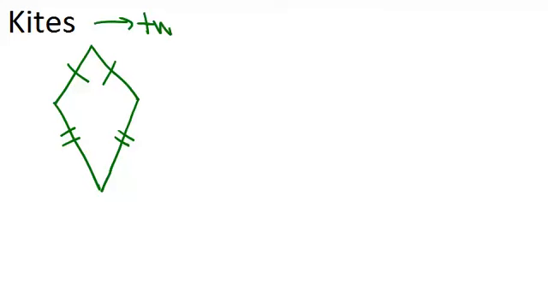So 2 pairs of congruent sides that happen to be next to each other. That's what the word adjacent means. It means next to. So the 2 sides that are congruent are touching each other.